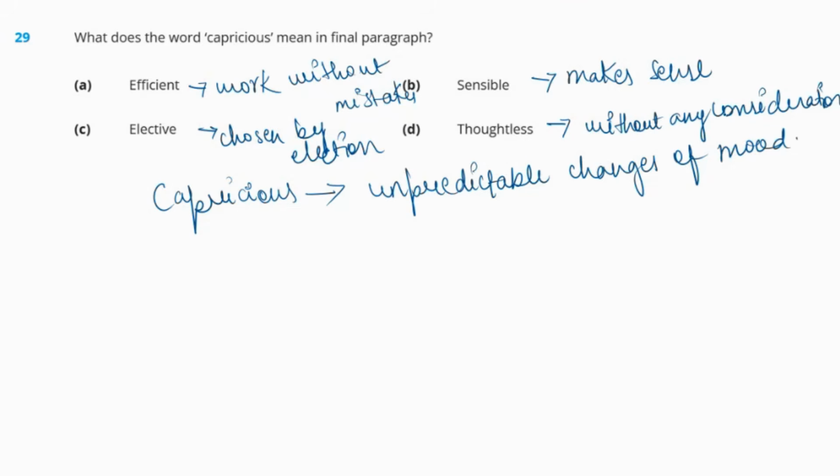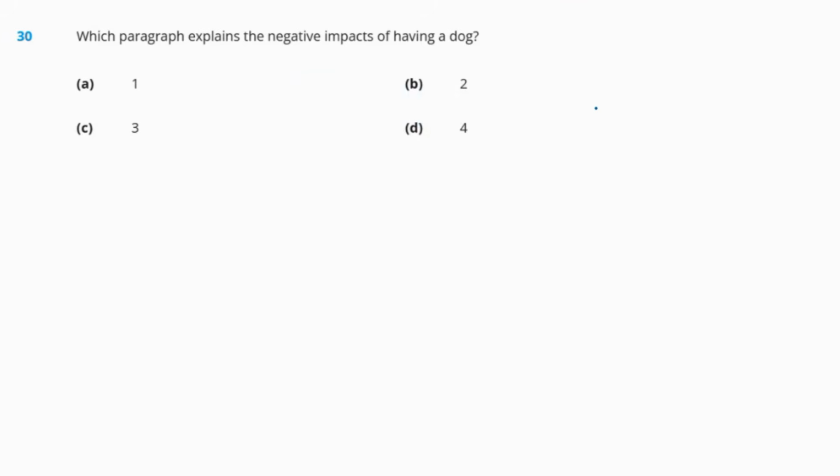Okay. So the right answer to the question will be option D because capricious means unpredictable, and thoughtless is similar to unpredictable. Now, which paragraph explains the negative impacts of having a dog? Okay. So the options are A first paragraph, B second paragraph, C third paragraph and D fourth paragraph. So the answer will be option D, fourth paragraph.